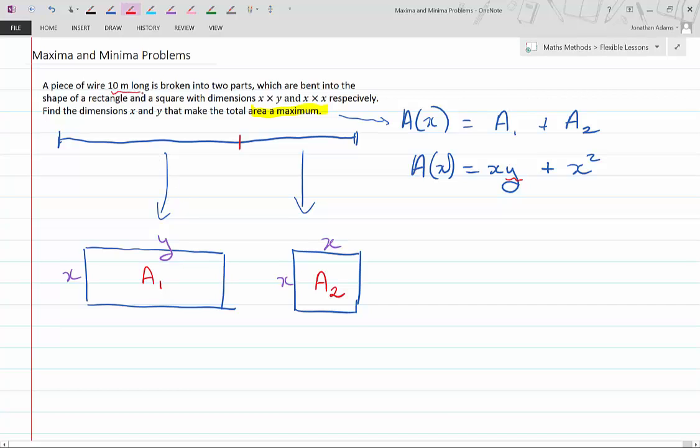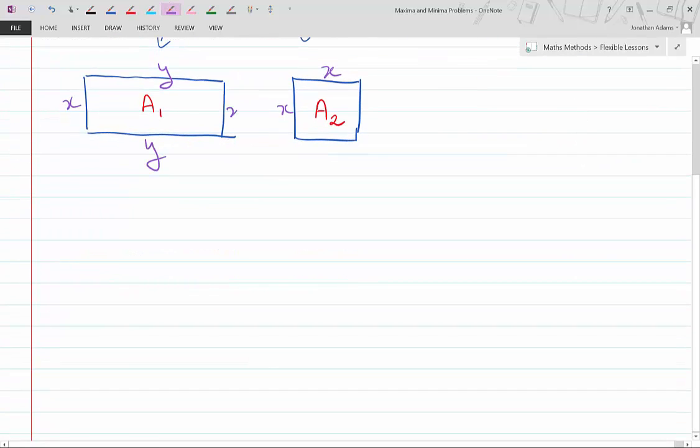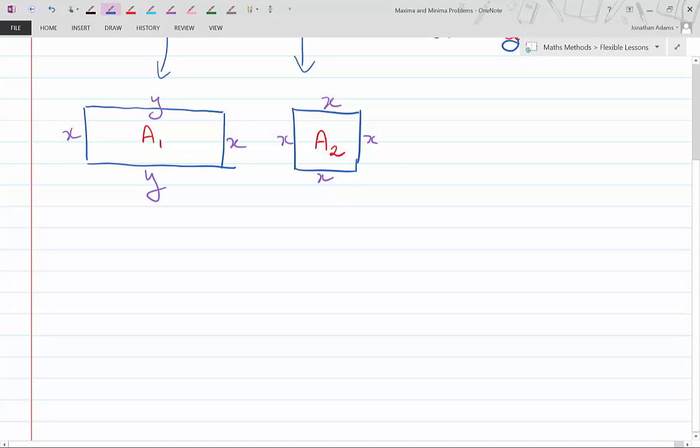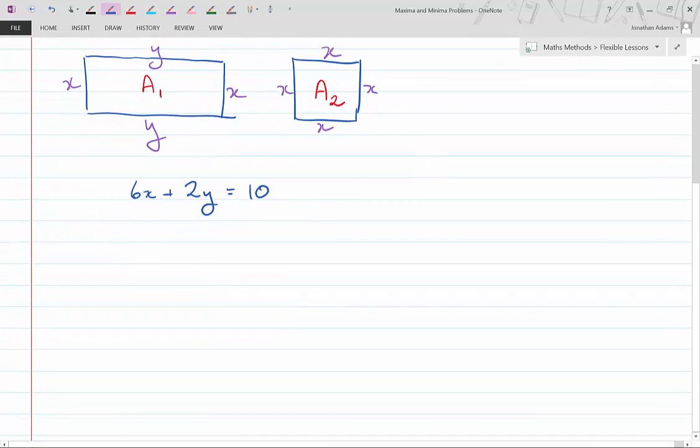We know that the wire is 10 metres long, so the total of these two perimeters has to be 10 metres. If we look at those shapes and put in the other lengths, we've got 6 x's, 1, 2, 3, 4, 5, 6, and 2 y's. I just rubbed it out by accident. But if I have 6 lots of x and 2 lots of y, those must total 10 metres. The total of these perimeters has to be 10. Rearranging, I can get an expression for y: y is equal to 5 minus 3x.